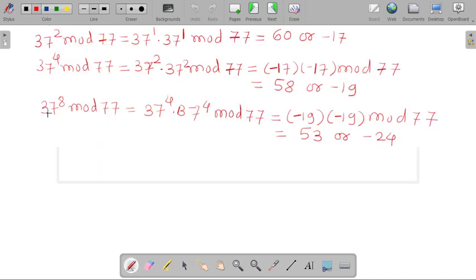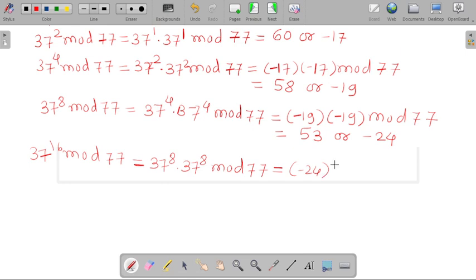Now again we have to calculate it for 37 raised to 16 mod 77. So 37 raised to 16 is nothing but 37 raised to 8 into 37 raised to 8 mod 77. And we got the value minus 24 into minus 24 mod 77. After calculating it on the calculator, we got the value 37, or either we can write it as minus 40.